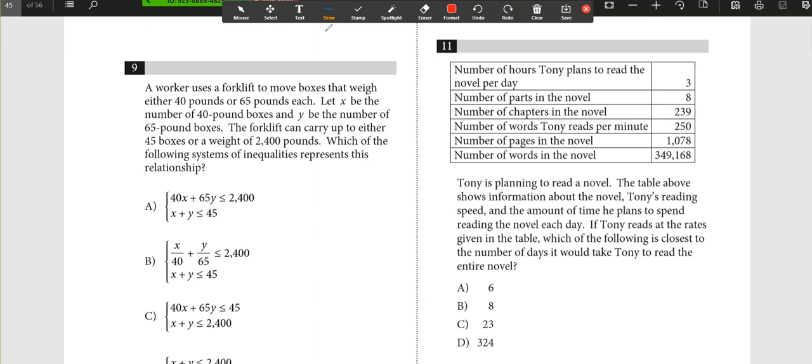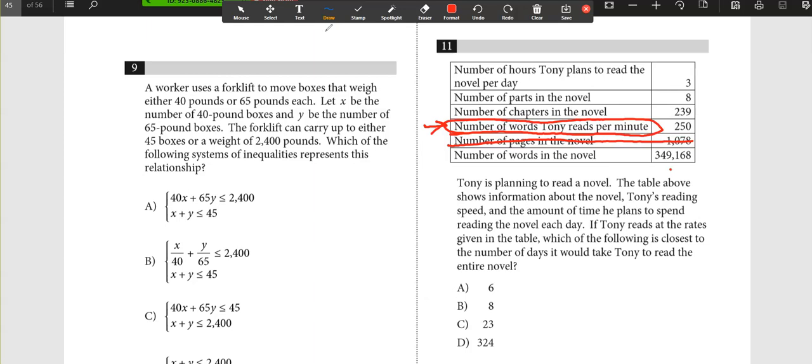Question 11. Number of hours Tony plans to read the novel per day. I noticed that some of this information is going to be useful and some of it's not going to be useful. They tell me something really important right here. They tell me how many words Tony can read every minute. But they never tell me how many pages he can read, let's say in an hour or anything like that. So this information in there is useless to me.